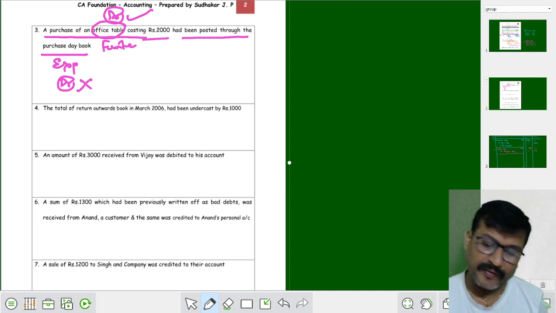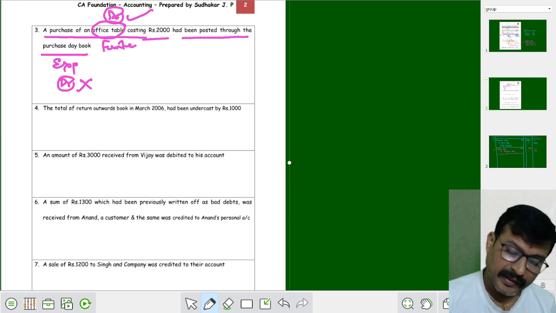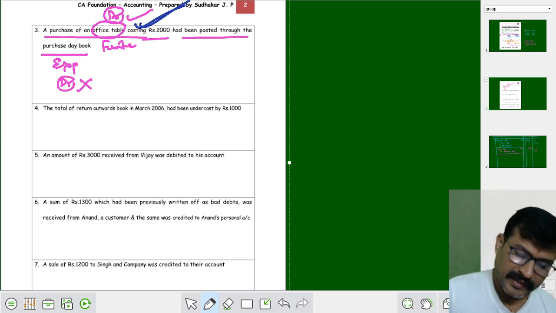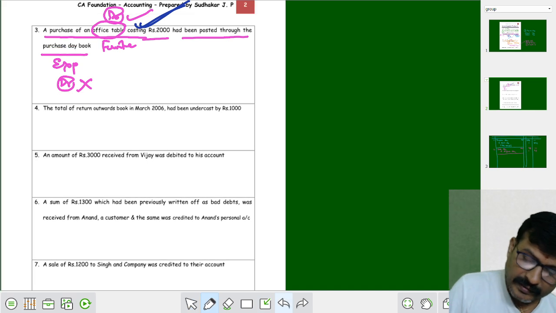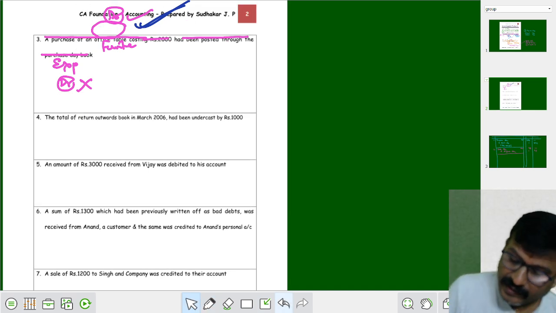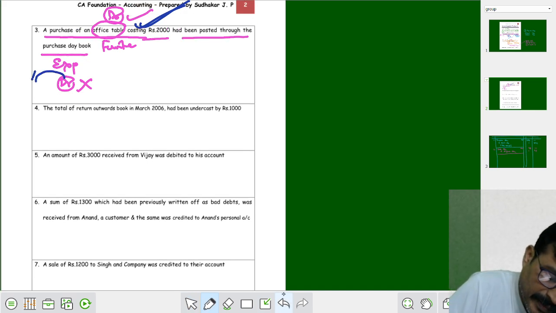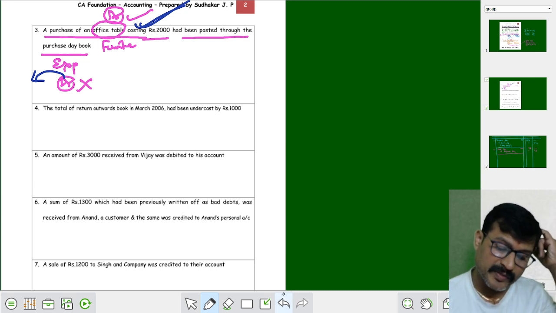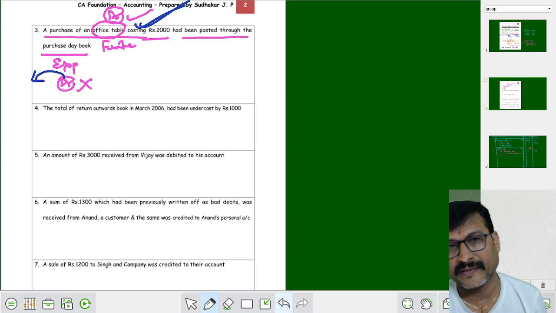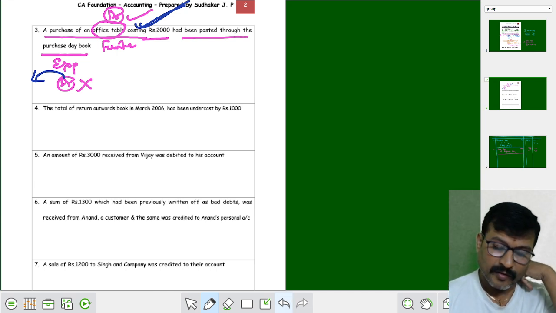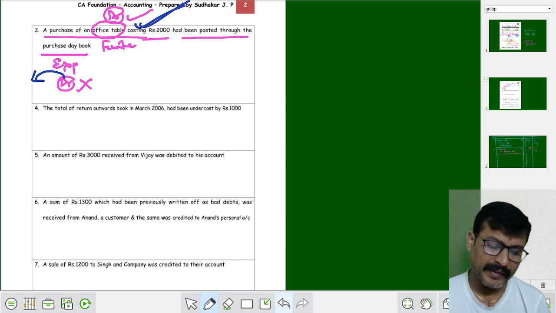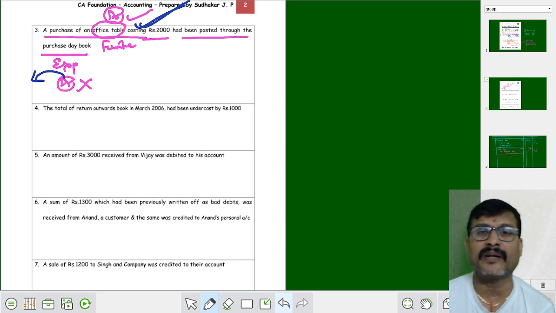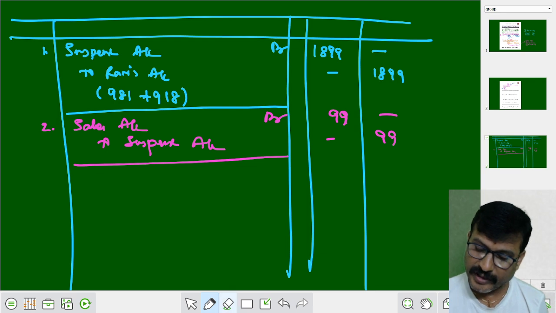Now what is your rectified entry? Please remember, keep the correct in the same place. Shift the wrong in the opposite place. Opposite place means purchases comes in the credit side. Now what is your entry? Furniture account debit to purchases account. That is your third journal entry.